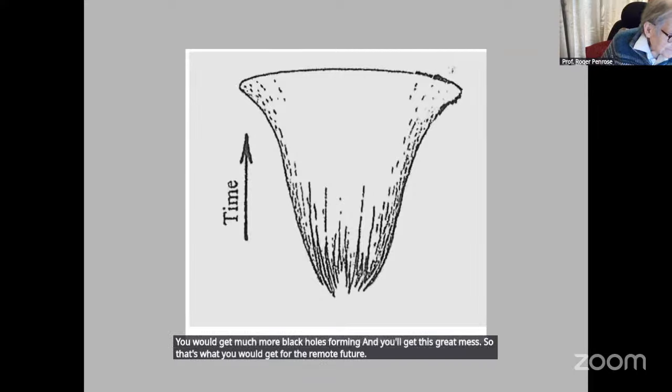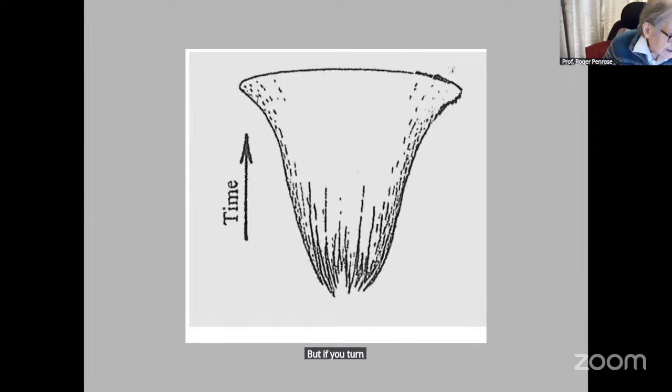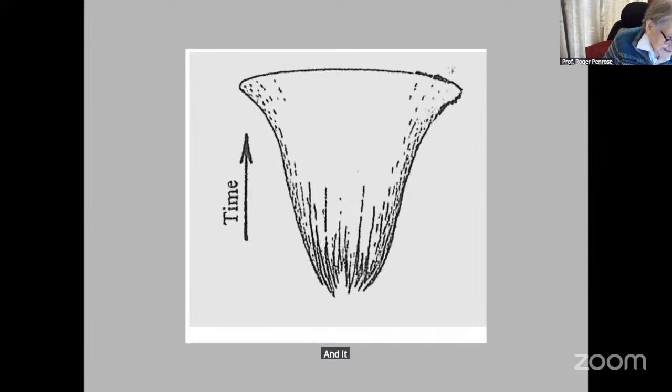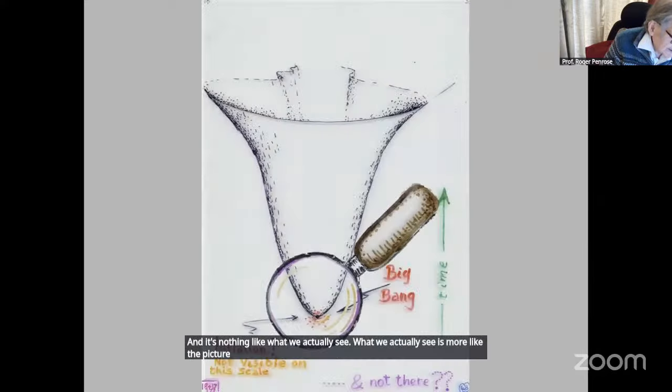But if you turn that round the other way, for a general Big Bang, you get nothing like what we see. You have this crazy business going on, Weyl curvature all over the place, and it's nothing like what we actually see. What we actually see is more like the picture I showed you a minute ago.